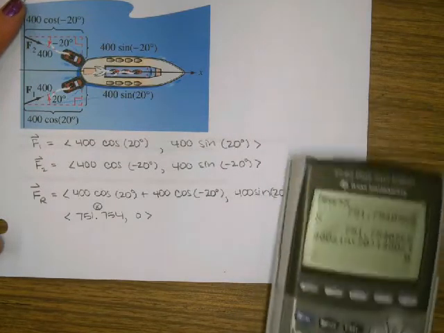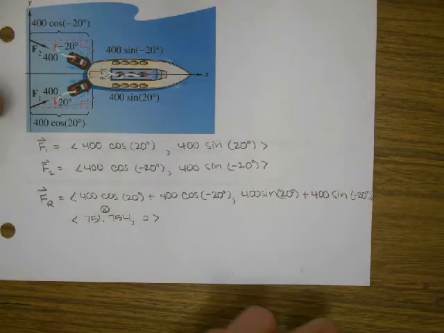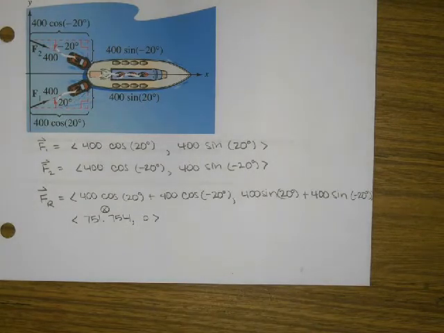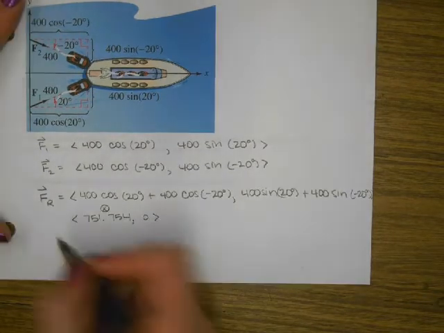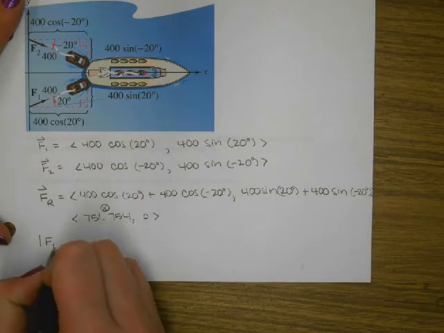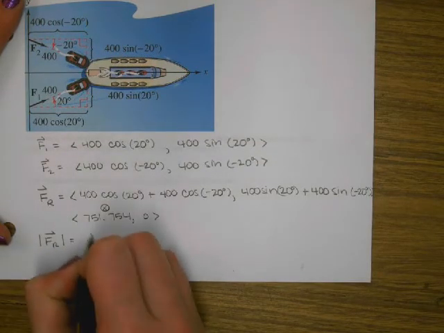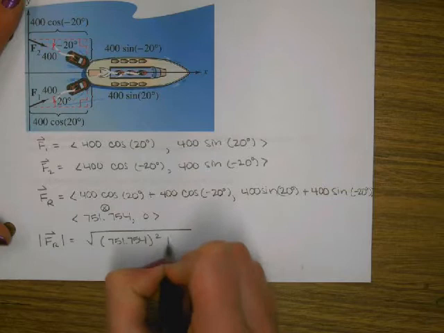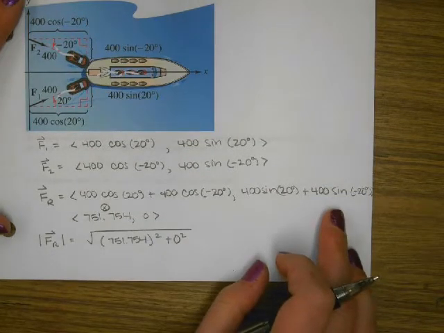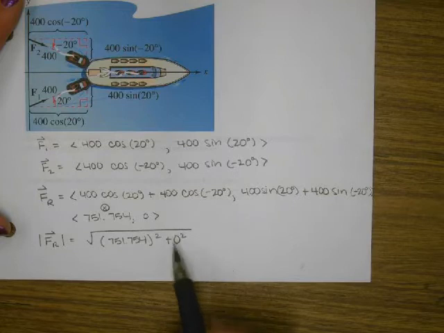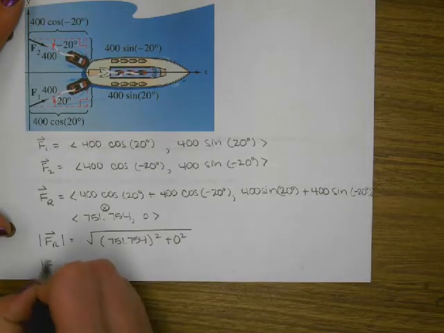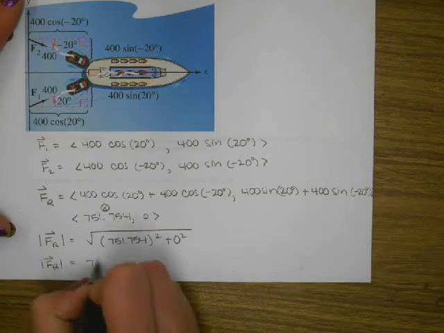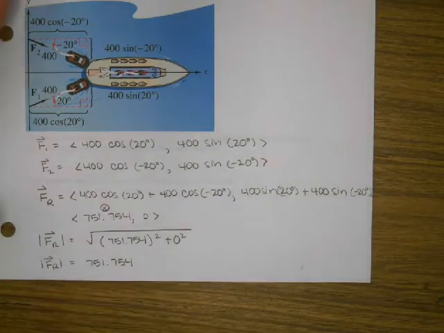So there's our resultant vector, or our resultant force. Now if we want to describe the resultant force in terms of its direction and its magnitude, to find the magnitude, that is going to be 751.754 squared plus 0 squared. Since that's 0, my magnitude is actually just 751.754. So I didn't really need to have that stored in my calculator because it didn't really matter in this case.